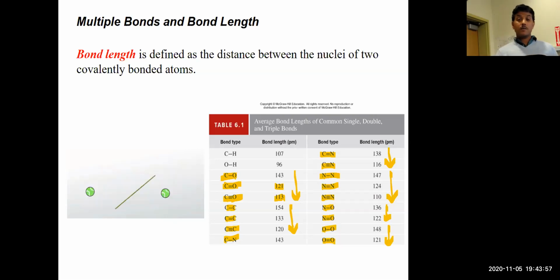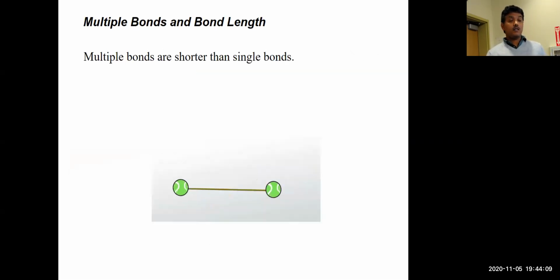Again, you don't need to remember those numbers. You need to know the trend: multiple bonds are shorter in bond length than single bonds when you have a bond between the same elements.